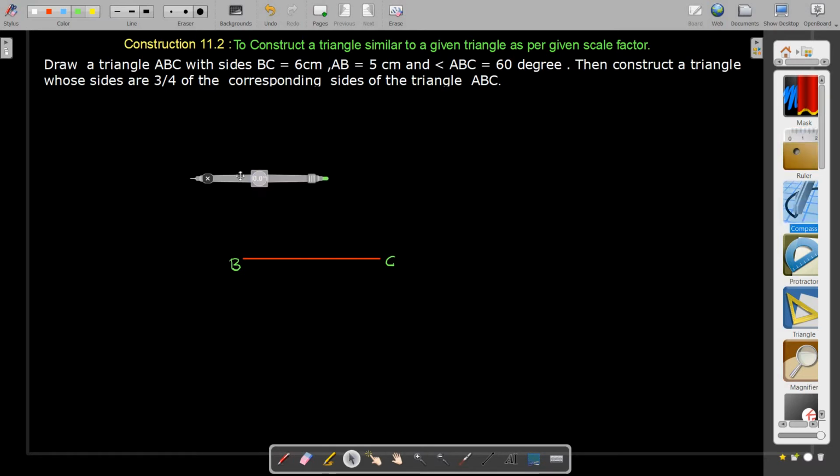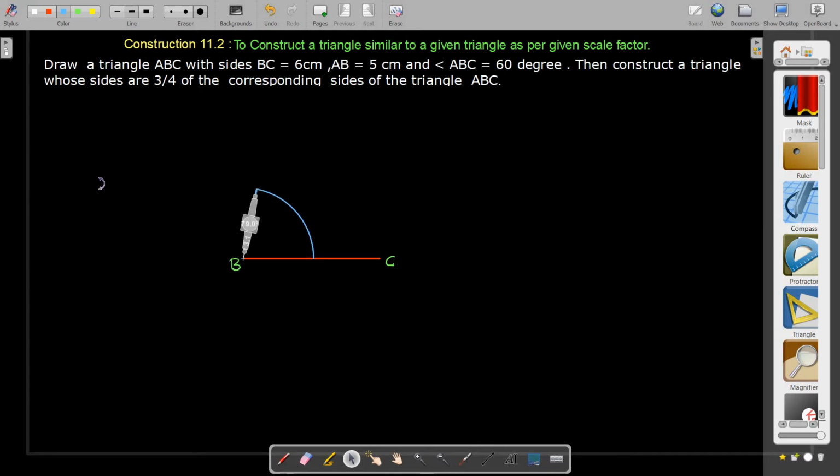For constructions, we will only use the compass. We will not use a protractor, as a protractor is a verification device. And how to construct 60 degrees? For construction of 60 degrees, on the compass, we have to take a certain radius. How much radius? Any radius.